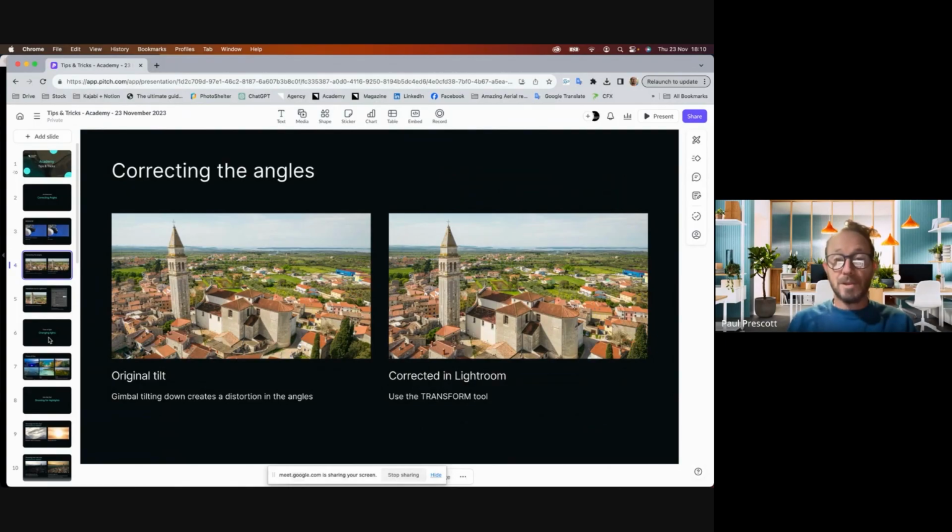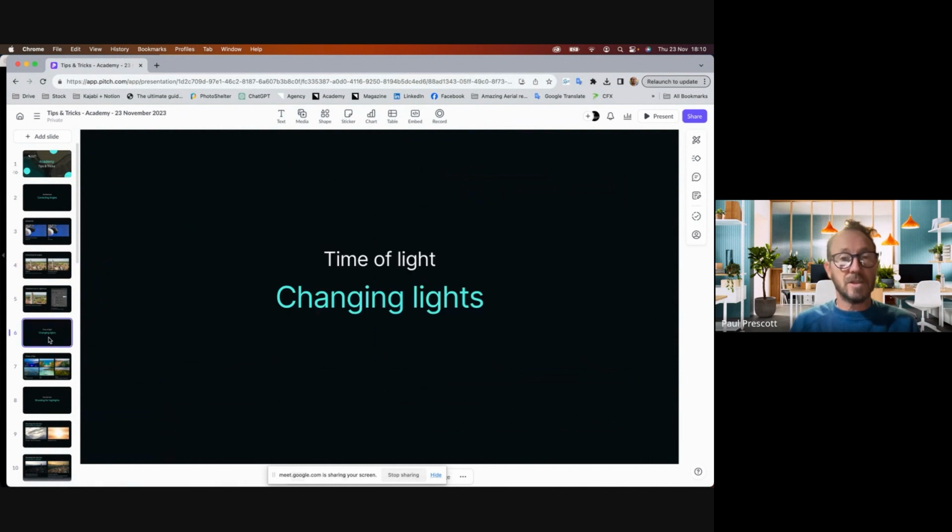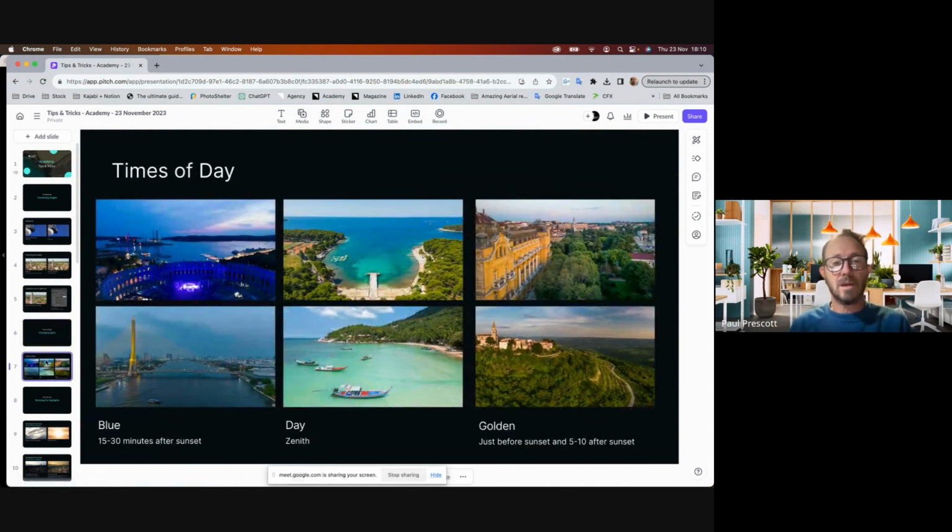So I'm going to pass on to the next tip and trick. Actually, this is a general understanding of light and what times of day to actually shoot. So most of you are familiar with the different lights that we have. So there's a blue light, and the daylight, and then the golden hour.